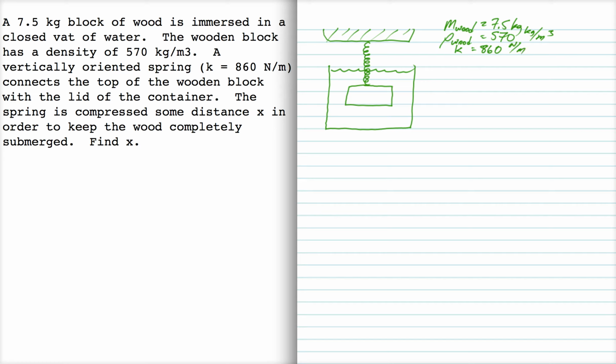And we want to find... the spring has been compressed by some distance x, right? So that means that the equilibrium position of the spring is here, and the spring has been compressed by some distance x. Okay? Well, let's consider the forces acting on the block of wood here.